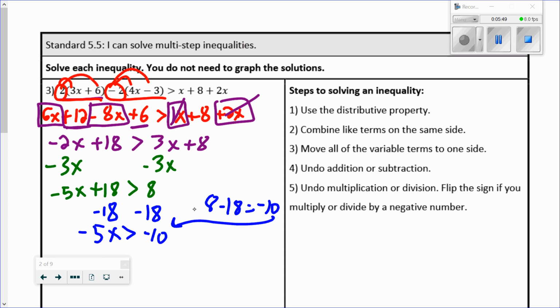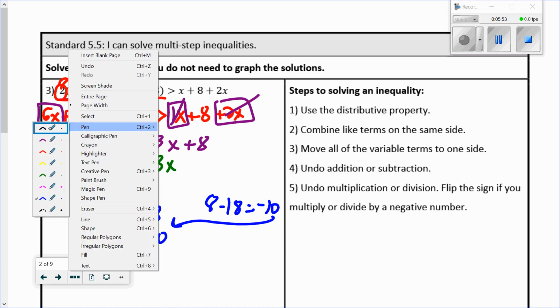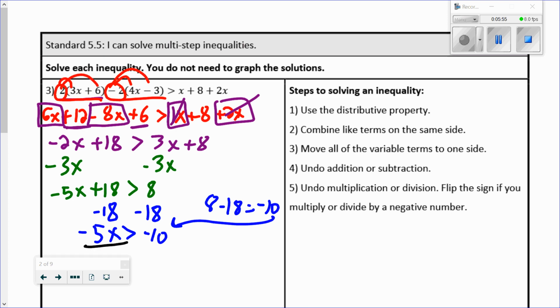Just going to go down here, right? Last step is I'm going to divide by negative 5. Remember, it's going to leave me x. My negative, as I flip my inequality sign to less than, it's going to leave me 2. We do not have to graph, so there's our answer for this one.